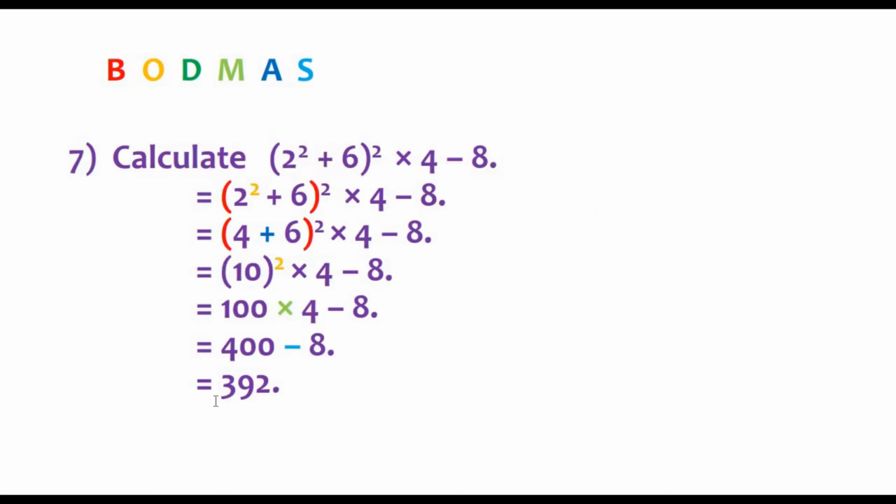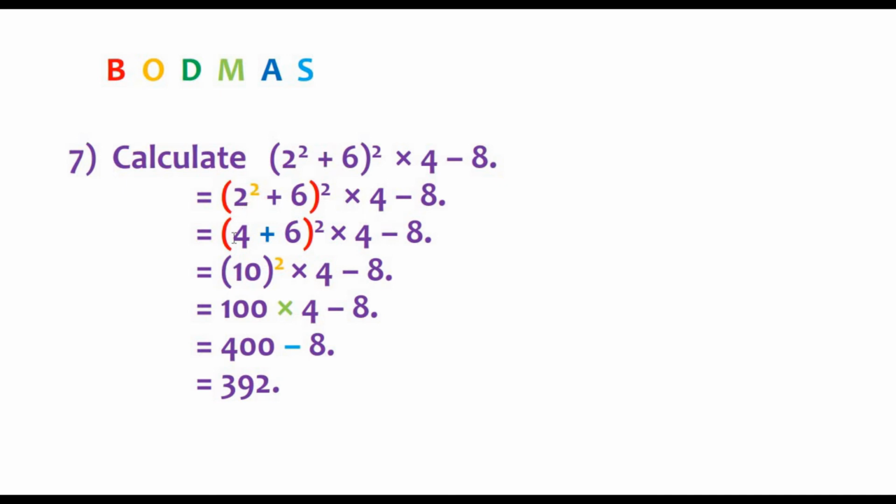Let's look into problem 7, which says calculate (2 squared plus 6) whole squared multiplied by 4 minus 8. Here too we need to follow the BODMAS rule. According to BODMAS, we need to sort the parentheses first, where we have 2 squared, which makes 4. 4 plus 6 becomes 10. And then 10 has a power of 2, which means 10 multiplied by 10, which makes 100.